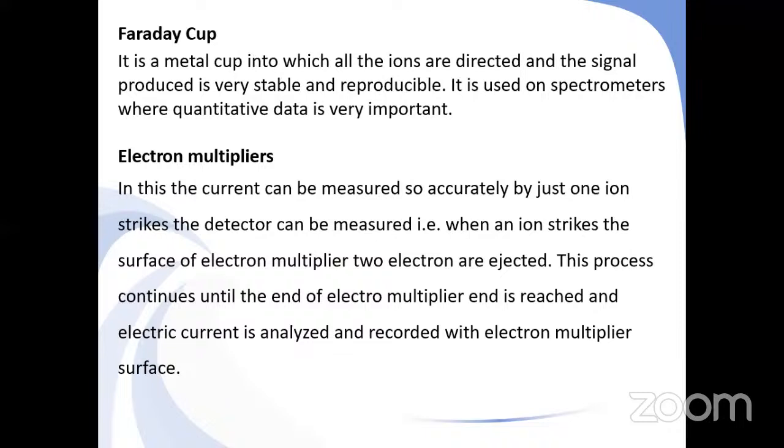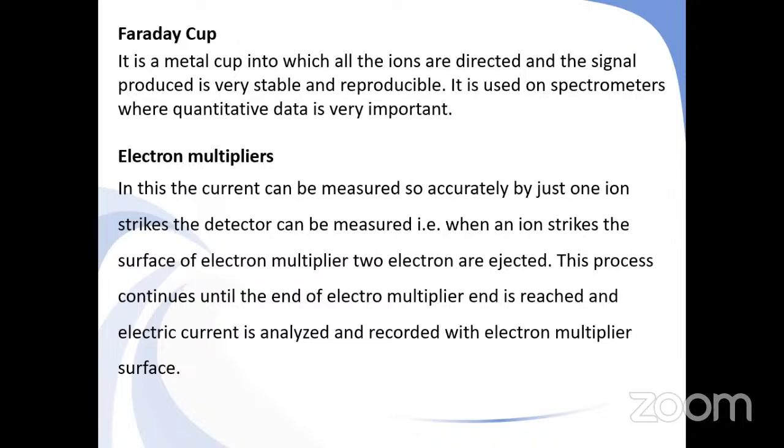Generally, for spectrometers used for quantitative data, the Faraday metal cup is most important. In this metal cup, all the ions are directed, and the signal produced is very reproducible. Regularly we use these two detectors, whereas the third one is the electron multiplier tube. In this, current can be measured generally accurately, as the ion strikes the detector.